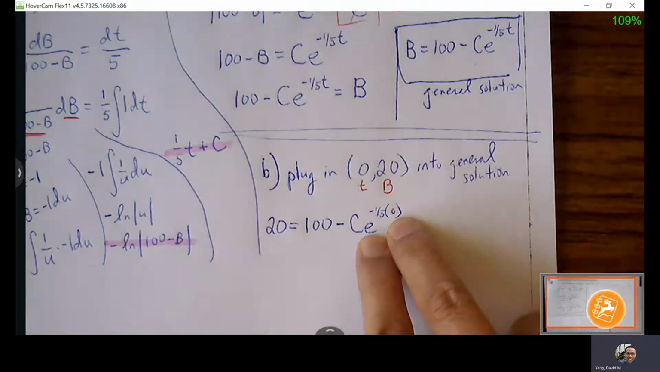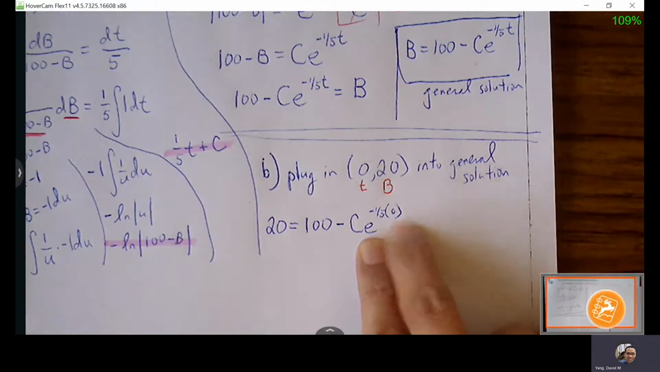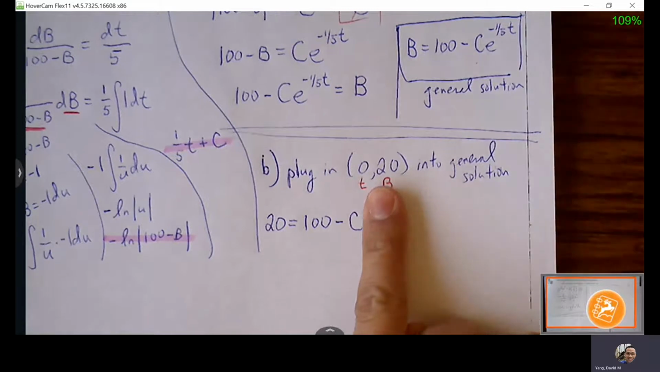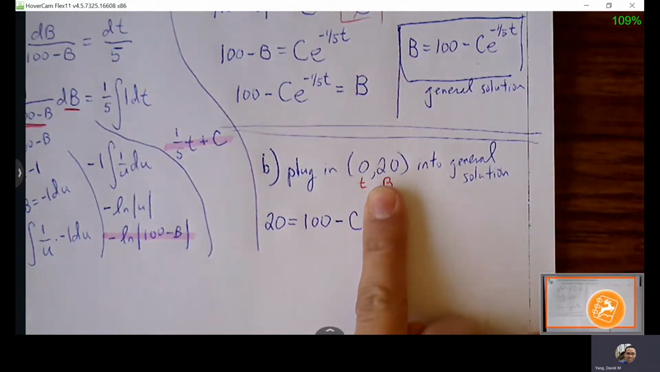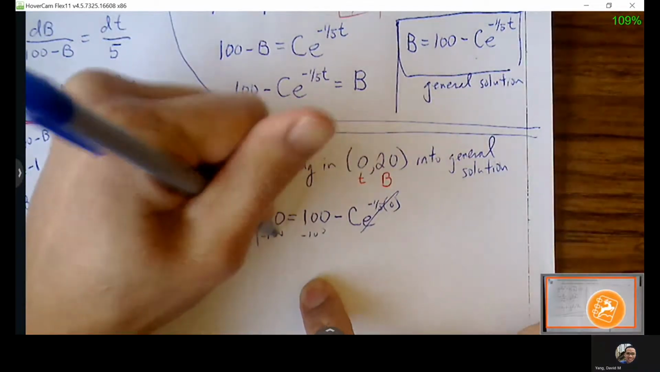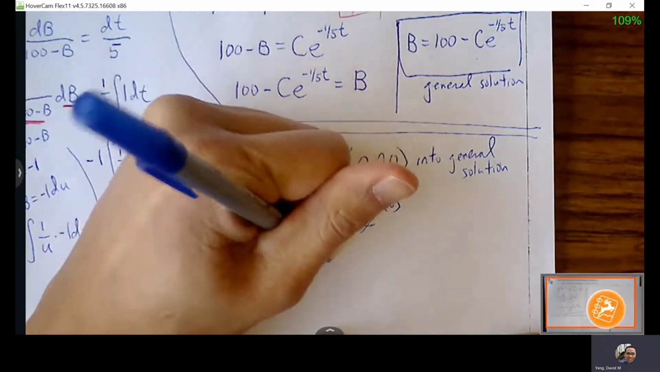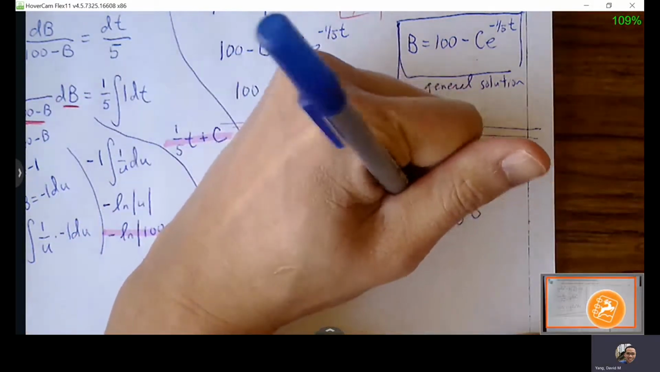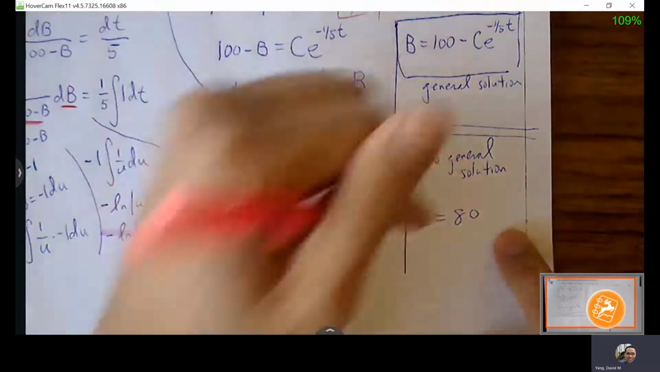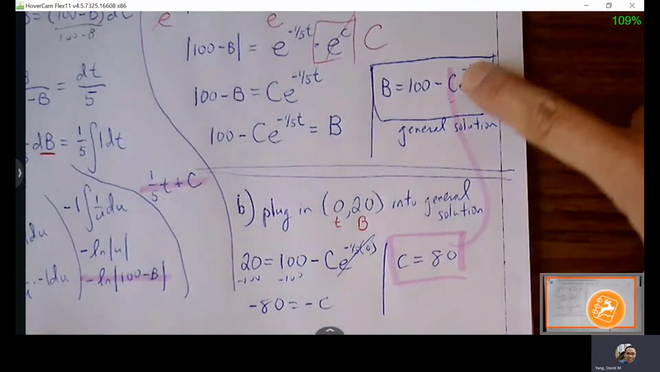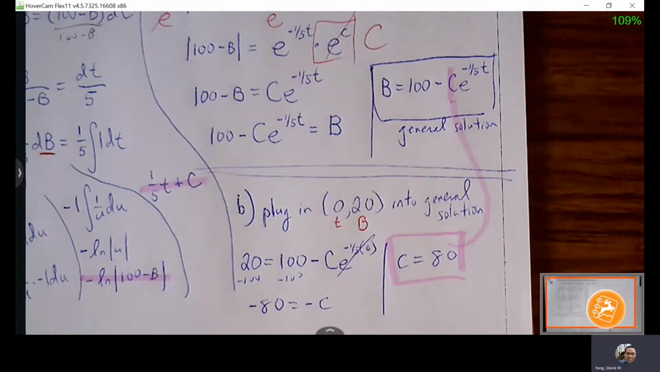What's e to the negative 1/5 times 0? 1, good. So negative 1/5 times 0 is 0. e to the 0 power is 1. That's going to wipe that out. I'm just left with 20 equals 100 minus c. Subtract 100 from both sides. I get negative 80 equals negative c, which means that my c is just 80. And if I have my c value, I can now take this and update it into my general solution, right? Replace that c with 80.